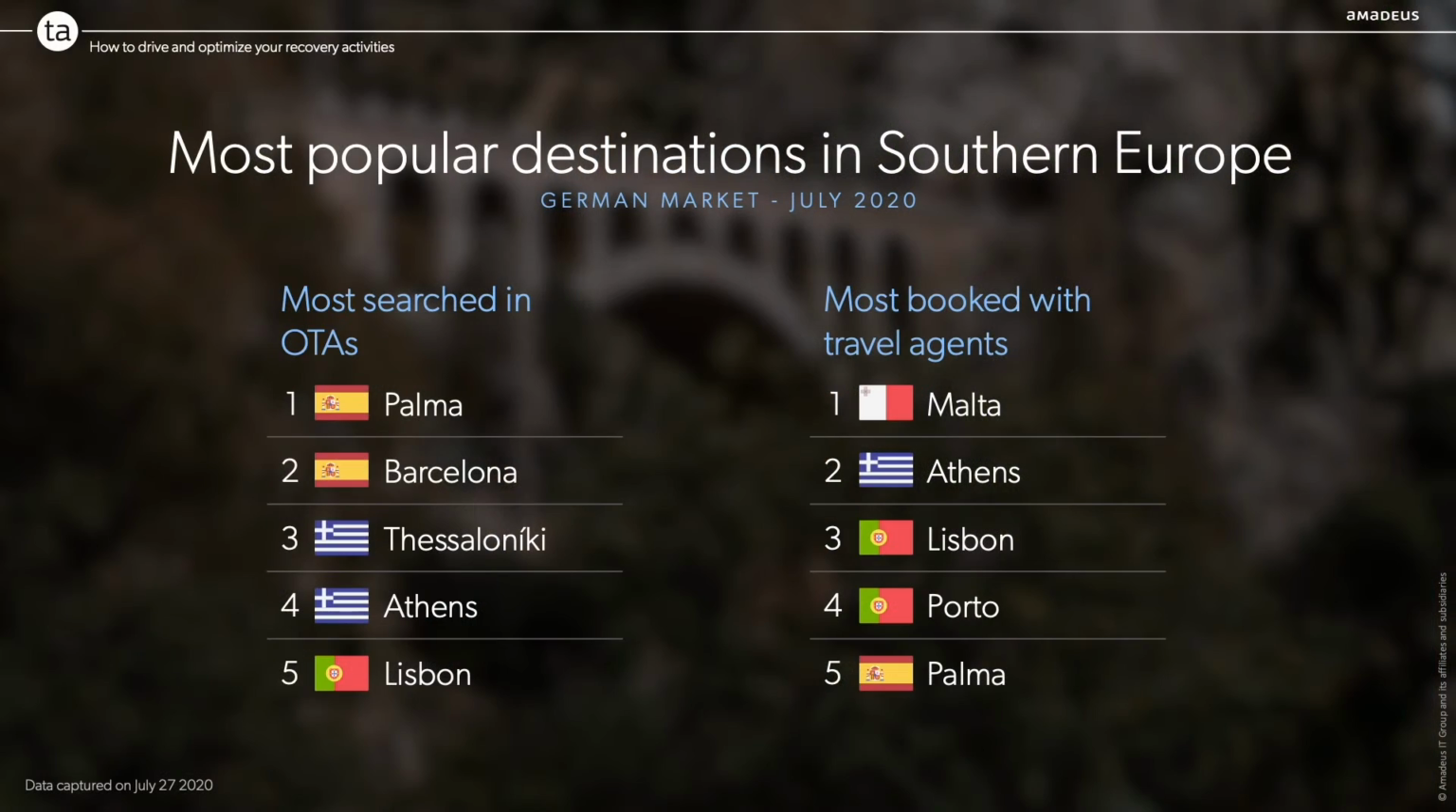So we will be looking at the most searched cities in the OTAs and the most booked destinations in the travel agency environment. Here we see the most searched and booked destinations by Germans from July 2020. Unfortunately, Malaga is not within the top 5, but we see cities like Barcelona, Palma de Mallorca, and some other Greek destinations, and even Portugal.